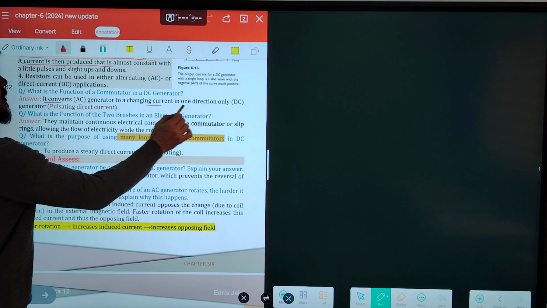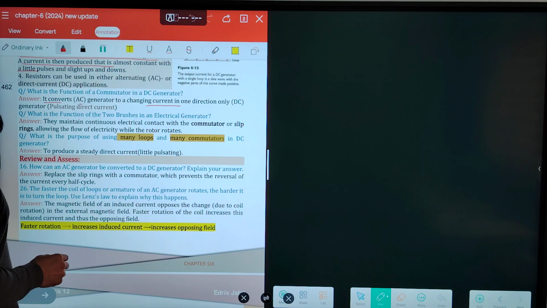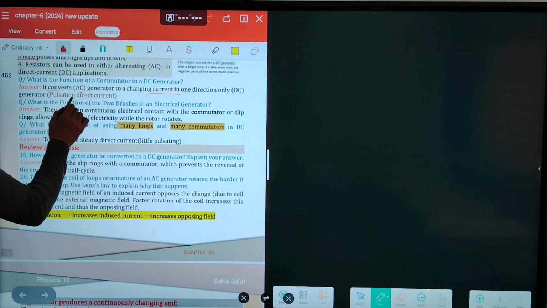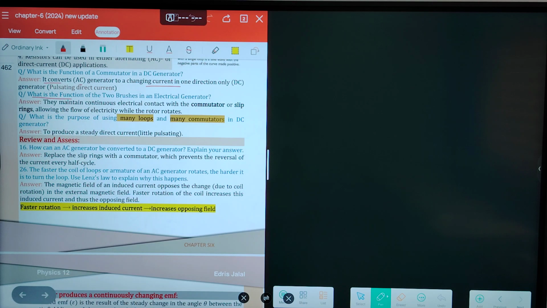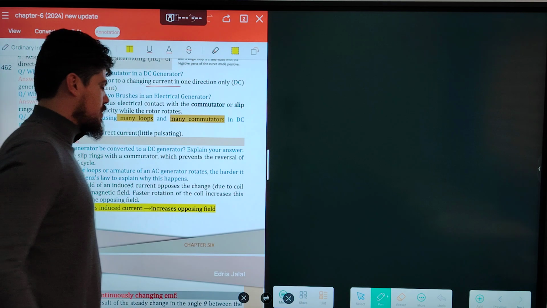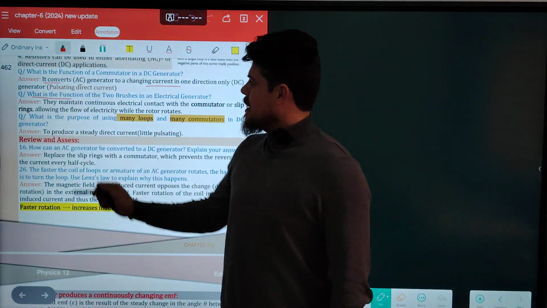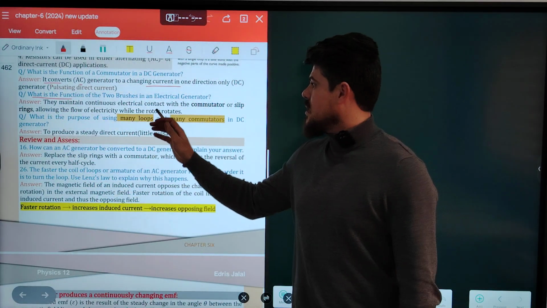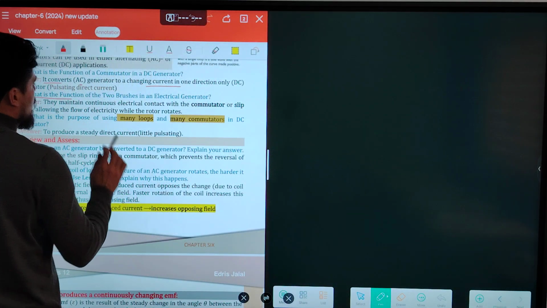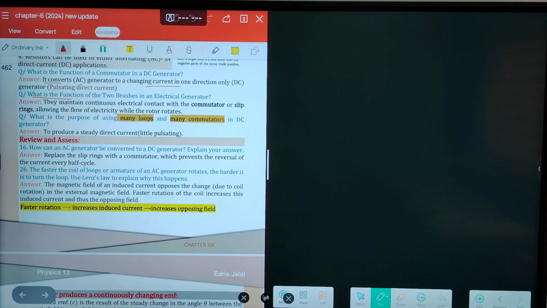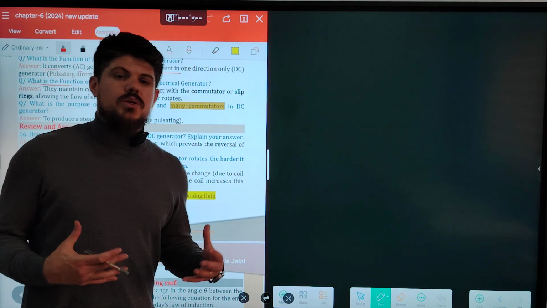It converts the AC generator output into DC, okay? Changing the current to one direction only, a DC generator's pulsating directed current. What is the function of the two brushes in an electric generator, in both the DC generator and the AC generator? They maintain continuous electrical contact with the commutator, or slip rings in AC, allowing the flow of electricity while the rotor rotates.